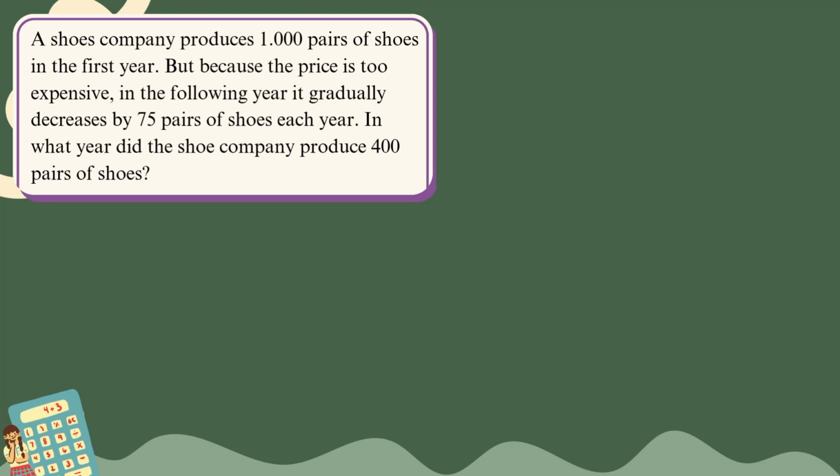Asus company produced 1,000 pairs of shoes in the first year, but because the price is too expensive, in the following year it gradually decreases by 75 pairs of shoes each year.